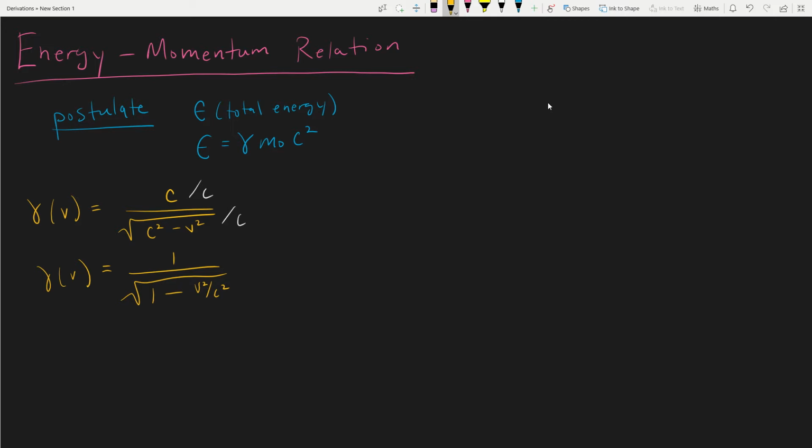Okay, so the first thing we want to really start with is our goal is going to be to rewrite gamma as a function of p, as a function of momentum. What is that? Well, we need to talk about what is relativistic momentum. So that is obviously a part of the energy momentum relation.